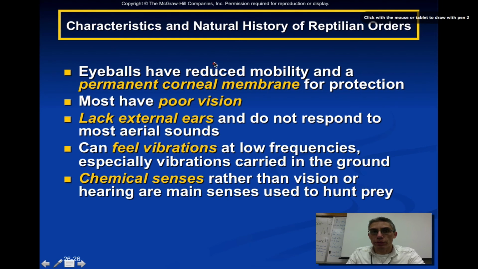As we had said, when you compare these animals to lizards, their eyeballs have reduced mobility. And remember, we talked about that permanent corneal membrane that's there for protection. So these animals really don't have eyelids. They can't close their eyes.